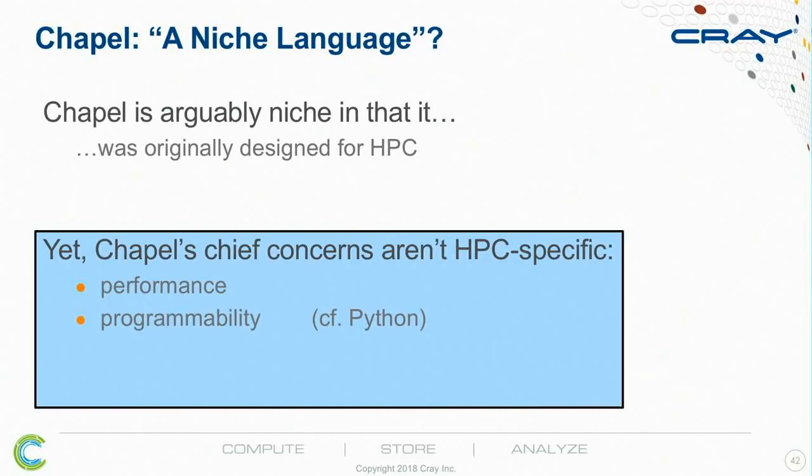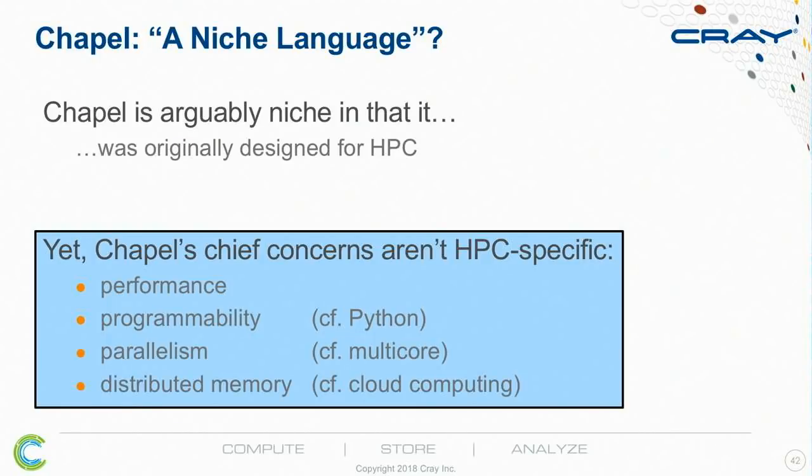Chapel cares about programmability, and I think the rise of things like Python shows that people care about that. Chapel cares about parallelism, and multi-core means that we're all arguably able to be parallel programmers nowadays. And it also cares about scalability or distributed memory. With the rise of cloud computing, you can see that that has become bigger and bigger over time. So I would argue that Chapel, while developed originally for HPC, actually has a lot of applicability outside of HPC as well. And as the language matures, we're hearing that from a lot of non-HPC programmers as well.